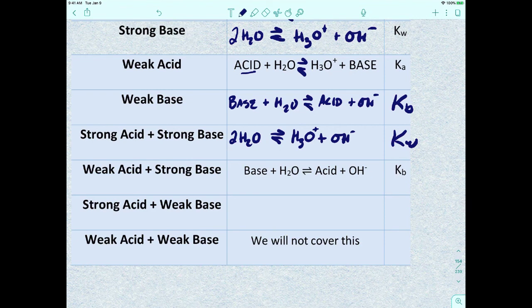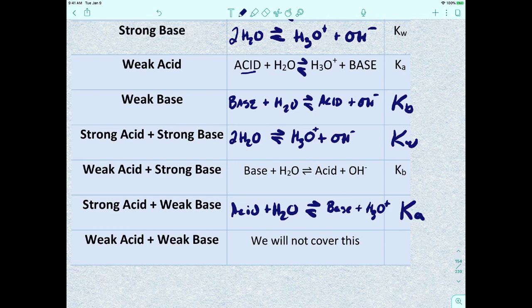For the weak acid, strong base, we're going to use the Kb expression for that. For the strong acid, weak base, that would be base plus H3O plus is going to be in equilibrium with acid plus water. Okay, and we're going to use a Ka expression. And then the weak acid, weak base, you don't have to worry about this. We're actually not going to cover this.